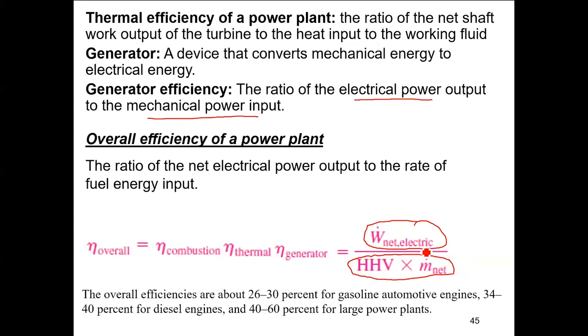All right. Moving on. Normally, the efficiencies of automotive engines, which are based on petrol or gasoline, are somewhere between 26 to 30%. For diesel, it is 34 to 40%. And for large power plants, it is about 40 to 60% of the heating value of the fuel that is being used. Moving on, we'll now consider the efficiencies of mechanical and electrical devices separately, and then we'll try to figure out the combined efficiencies of mechanical and electrical devices.